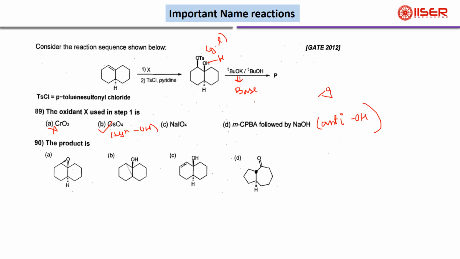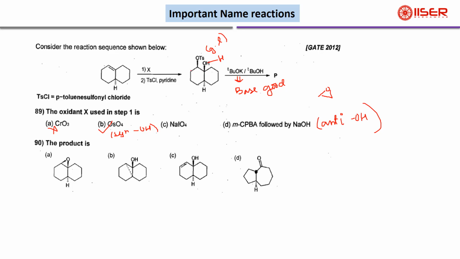OTS is a good leaving group, but as tertiary butoxide is a good base, no substitution will take place; it will just be an elimination. Now to eliminate this OTS, there should be an anti bond to each other, an anti-periplanar bond.